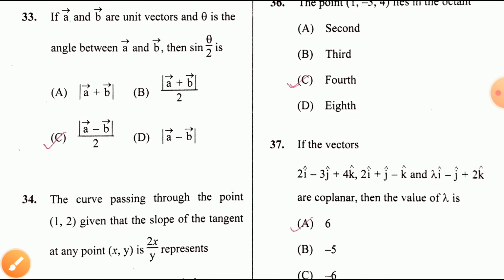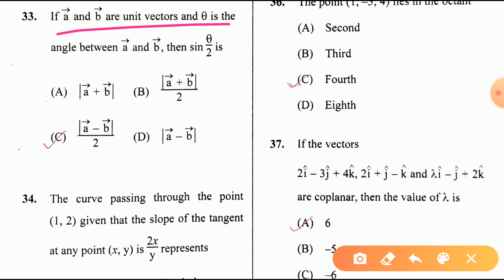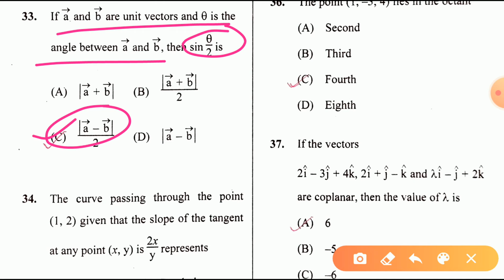Next, question number 33. If A and B are unit vectors, and theta is the angle between vector A and vector B, then sine of theta by 2 is modulus of vector A minus vector B divided by 2. The right choice of this question is C.